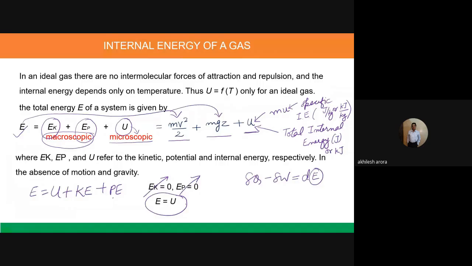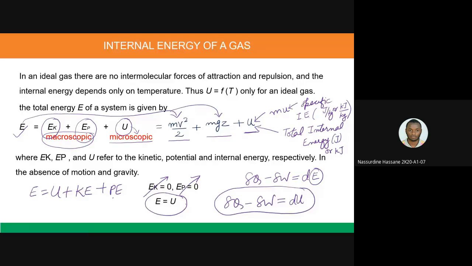So in most of the cases, we would be using the equation delta Q minus delta W is equal to dU. So this is the equation of the first law of thermodynamics. And why do we consider E_k equals zero and E_p equals zero? See, normally these will be very small. In the absence of motion or gravity, the motion gives rise to the kinetic energy and gravity gives rise to the potential energy. So that is why we are considering them negligible in comparison to the internal energy.